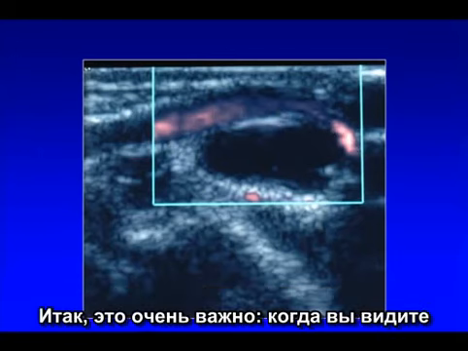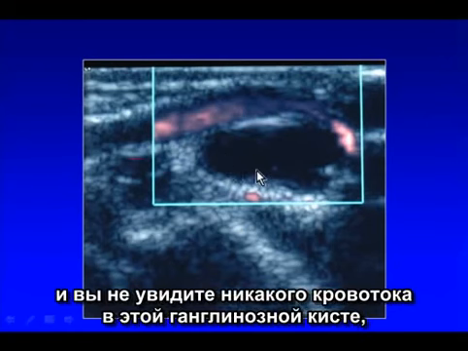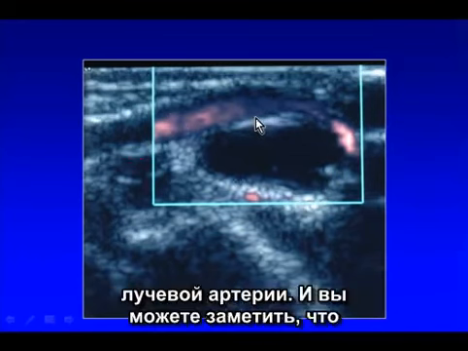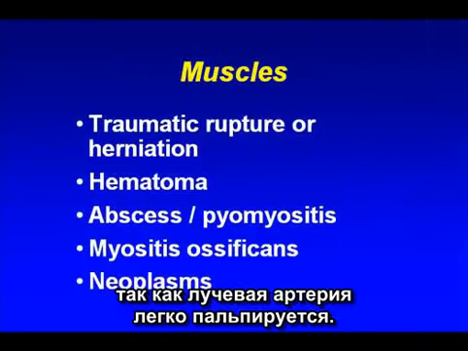So it's important when you see something that you suspect to be a ganglion cyst, put on the Doppler, and in fact you see there's no flow within the ganglion, but there is flow in the overlying radial artery, and you could see why clinically this could mimic a pseudoaneurysm, since the artery is so easily palpable.